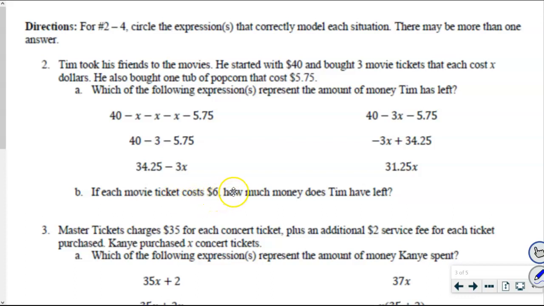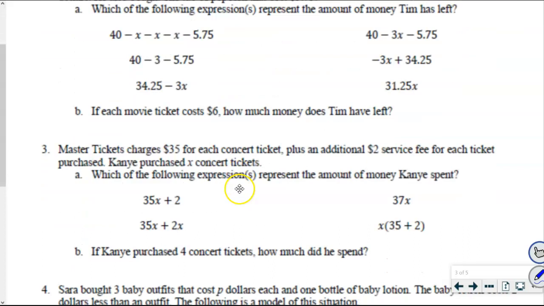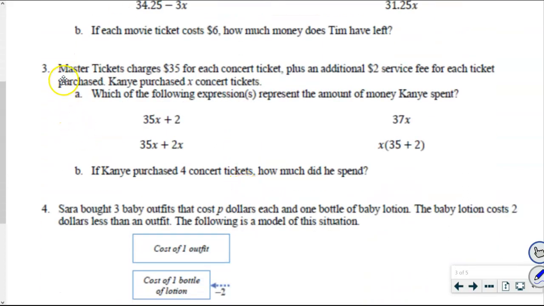I don't think you need me to walk you through this one. I bet you can handle it. So I'm going to move on to number 3 as well. Master Tickets charges $35 for each concert ticket, plus an additional $2 service fee for each ticket. Kanye purchased X concert tickets. So again, same thing. Which of these expressions represents the situation accurately? And then if he purchased 4 concert tickets, how much did he spend?